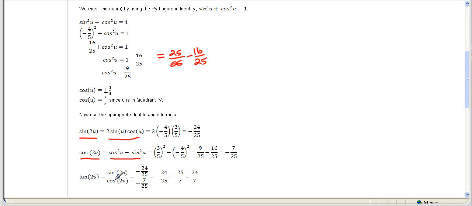Tangent of 2u, there's actually two ways to do that particular problem. We can divide sine of 2u by cosine of 2u, and that's actually the quickest way to do it. We would get negative 24/25 divided by negative 7/25, multiplied by the reciprocal, so that's really negative 24 over 25 times negative 25 over 7, and the 25s divide out, leaving us with a positive 24/7.